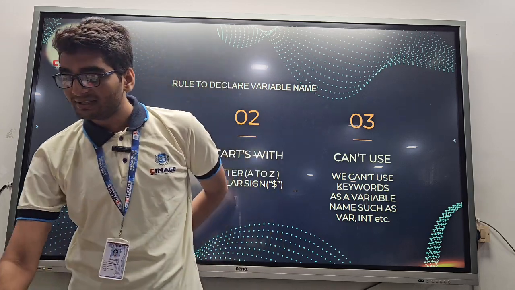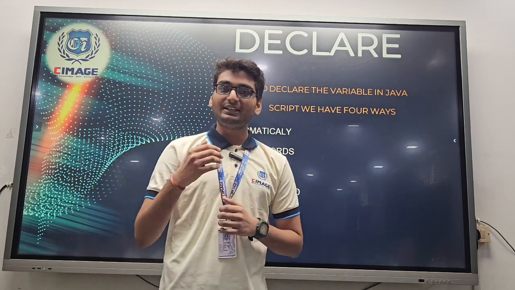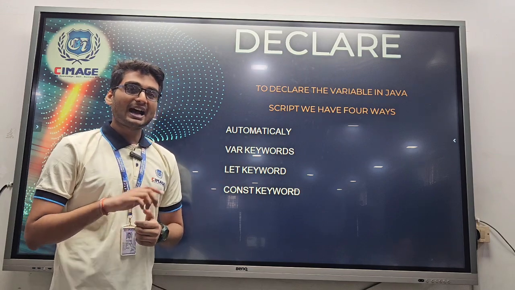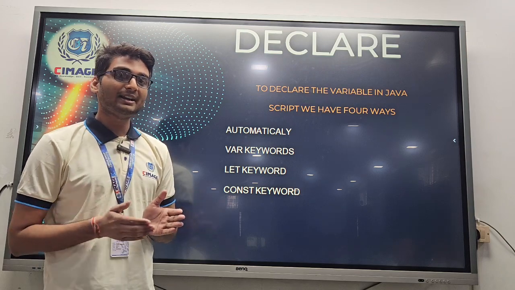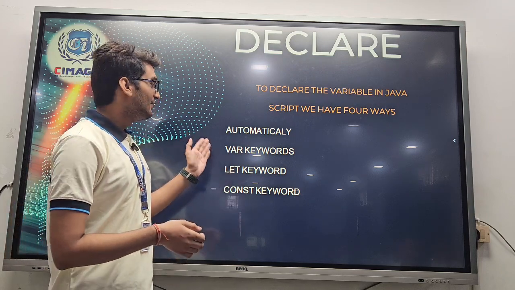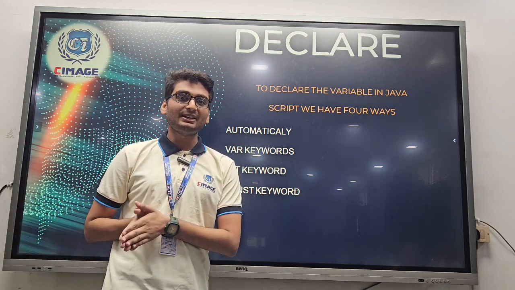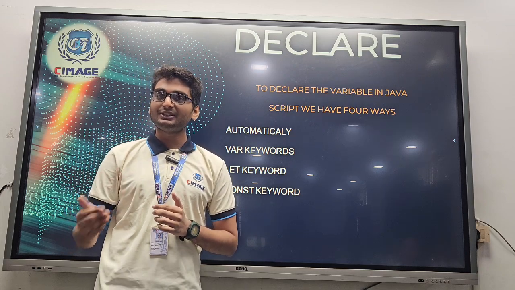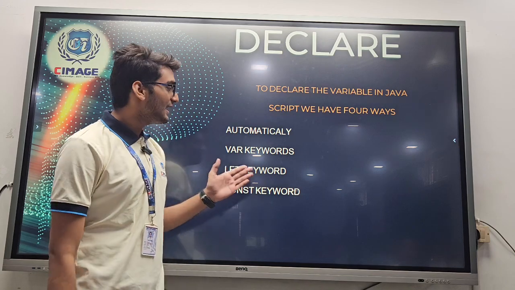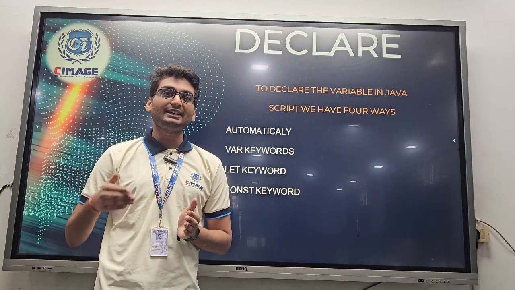Moving to the next slide. There are four ways to declare variables in JavaScript. The first one is automatically. If I write only x = 2, then the variable is declared automatically. The second way is the var keyword. The var keyword is used before writing the variable name. Then the let keyword. The let keyword is also used before the variable name to declare and initialize the variable.